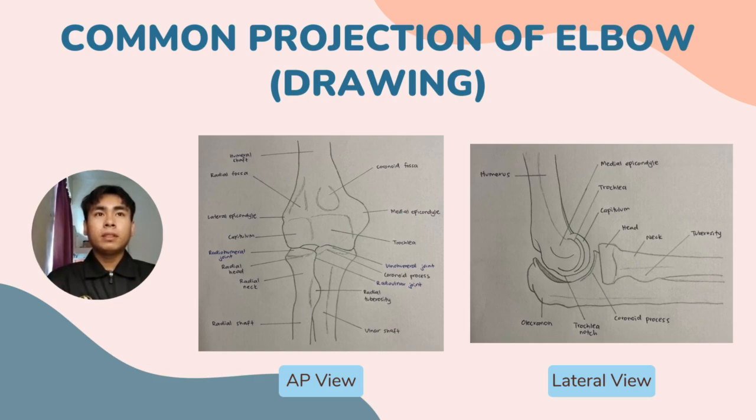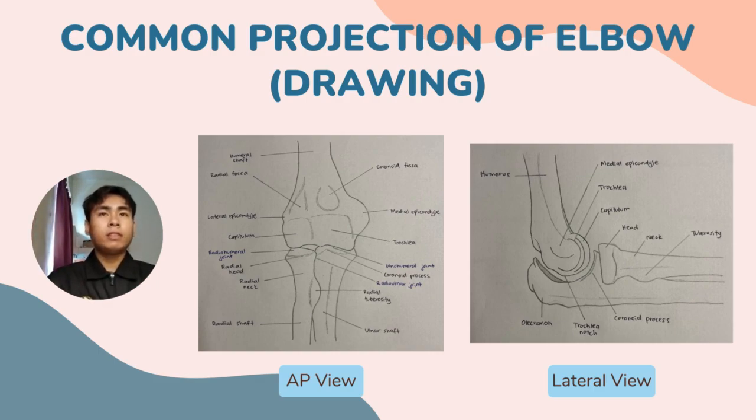In the drawing, we can also see that the radial tuberosity is superimposed on the ulnar bone, and we can see the radial head, radial neck, and radial tuberosity. For the humerus part, there's the olecranon fossa, and so on.